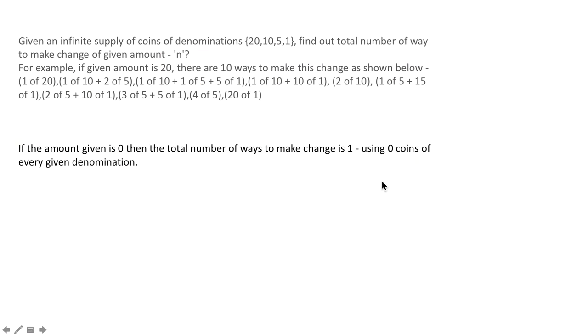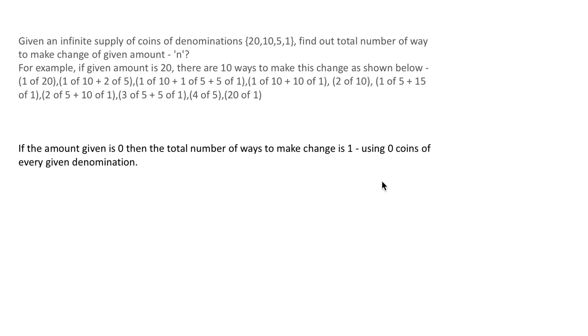This is the new problem that we have. Just read through the statement. Given an infinite supply of coins of denominations, you have some coins with you: a 20 rupees coin, 10 rupees coin, 5 rupees coin, and 1 rupees coin, and you have an infinite supply of them. Like in the previous case, you could have made an infinite number of cuts. There is no constraint on the number of cuts that you can make. But the least coin that you have is 1 rupee. There you had 1 inch.